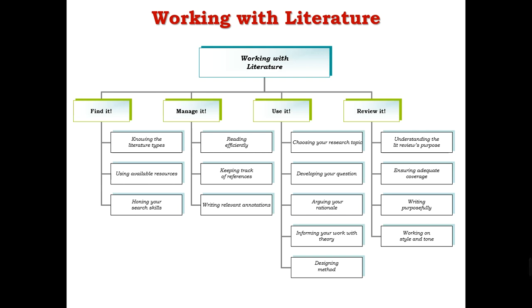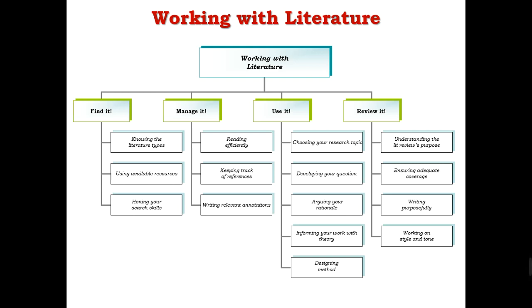If you find that a protocol is very important for your literature, you can highlight it and extract the text from the particular document and write it in your observation notebook or account notebook. And you have to use whatever you collected: choosing your research topic, developing your question, arguing with your rationale. That means what things are to be done and what things should not be done from your side, and informing your work with the theory and designing the method. All these things you have to use. And finally, review it.